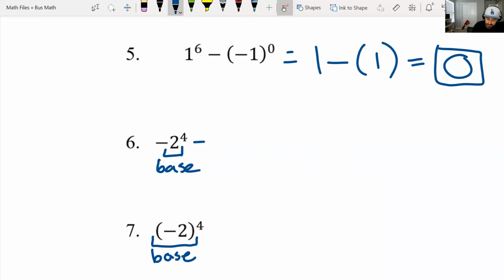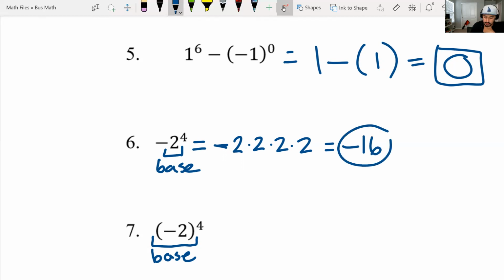When I expand this, I first start with the negative out front, and then I expand the 2 four times because it's 2 to the 4th. So I have 2 times 2 times 2 times 2, which is 4 times 2, which is 8, which is 16. So negative 16.